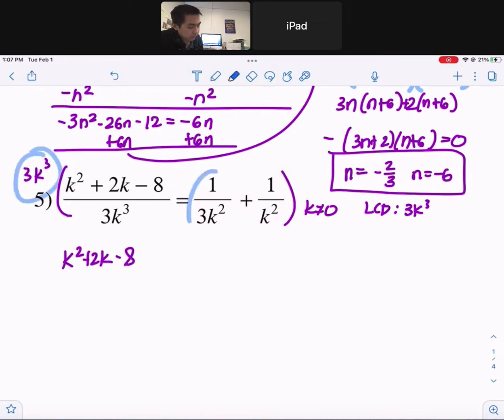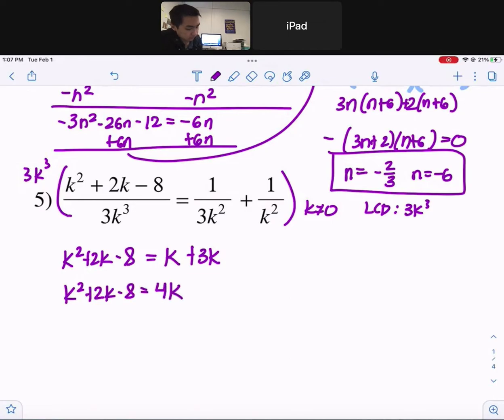This times this, the 3k's cancel with top and bottom, but you still have a k left over. So that's going to be k times 1, k. And this times this, the k to the seconds cancel with 2k's there, and then there's still 1k left over. So that's going to be 3k times 1, 3k. There we go. So k squared plus 2k minus 8 is equal to 4k.